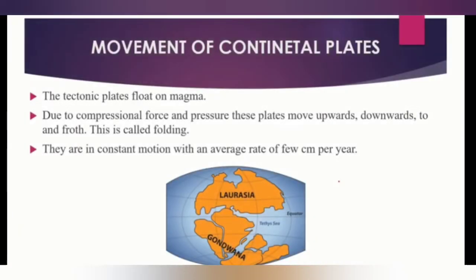The next topic is movement of continental plates. The tectonic plates float on magma. Due to compressional force and pressure, these plates move upwards, downwards, and to and fro. This is called folding. They are in constant motion with an average rate of a few centimeters per year. Every year the landforms are moving upward or downwards. It is due to floating on magma, and sometimes due to the compressional force and pressure these plates are moving.